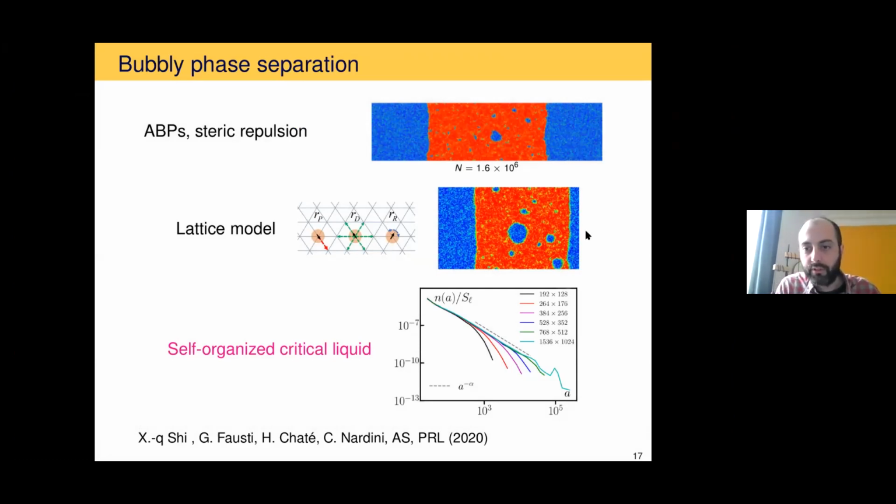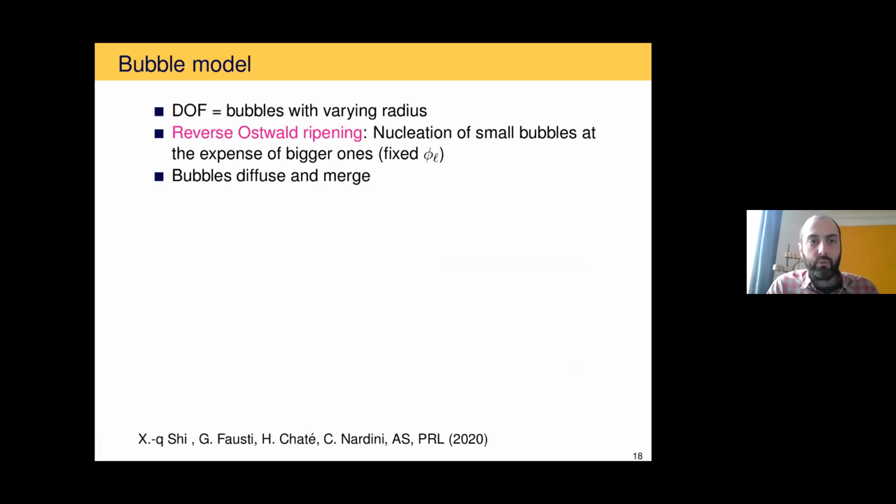Okay, so we have this self-organized critical state. Let me show you a minimal model that contains only the important ingredients to understand this state better. We call it a bubble model because now the degrees of freedom are directly the bubbles, and they have a radius, a varying radius.